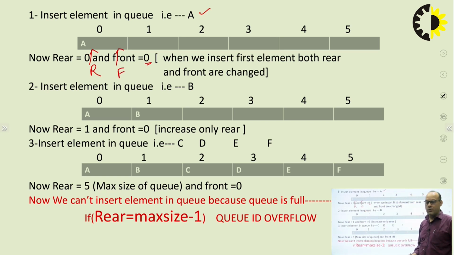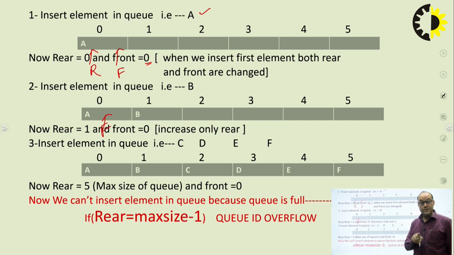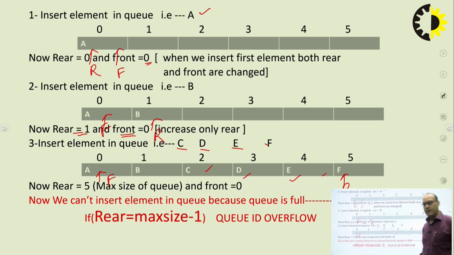Now I have inserted B. Front is already there. Whenever we insert, which pointer will be updated? The rear variable will be updated. Now rear is equal to rear plus 1. Now that we have inserted B, rear will point here, and front will point to 0. I have written here front is equal to 0 and rear is equal to 1. And for the third operation, I am inserting elements in the queue: C, D, E, F. So this is the position of the rear pointer and this is the position of the front pointer.